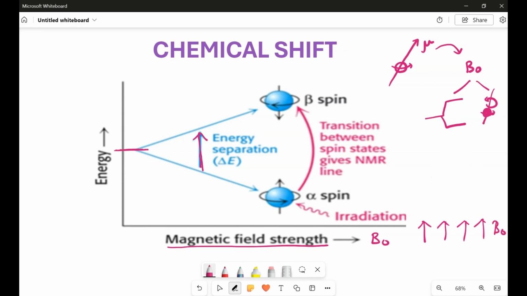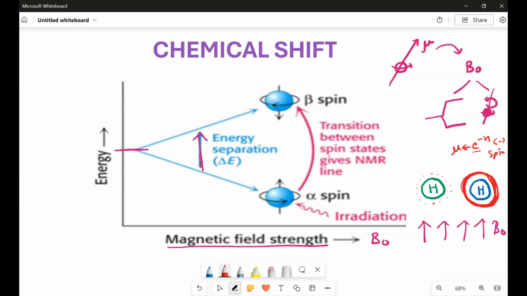This is the external magnetic field with a strength of B0. And I have two kinds of hydrogens. This hydrogen has less electron density around it, whereas this hydrogen has large, high electron density around it. The red color depicts the electrons. Now when I put them into an external magnetic field, we know that electrons also have a charge and spin, so they will also generate a magnetic moment.